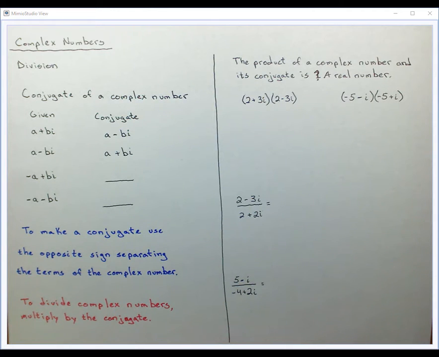Hello everyone. We'll finish up complex numbers with this video. What we're going to talk about is division, and we're going to talk about conjugates of a complex number. What's nice about fractions is that whenever we're dividing fractions, really all we're doing is multiplying.